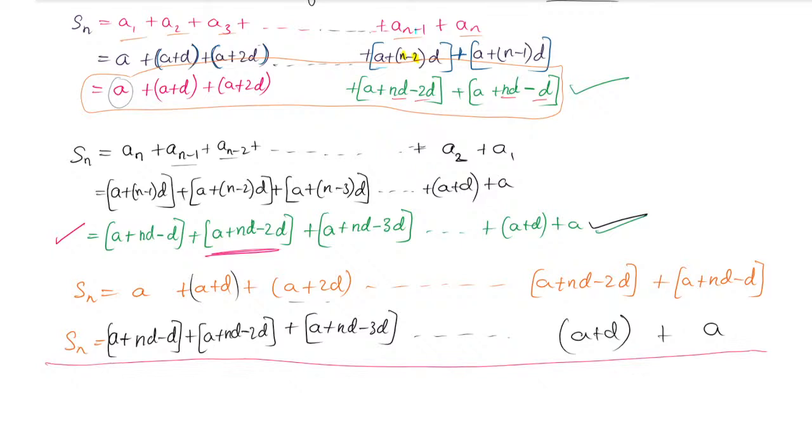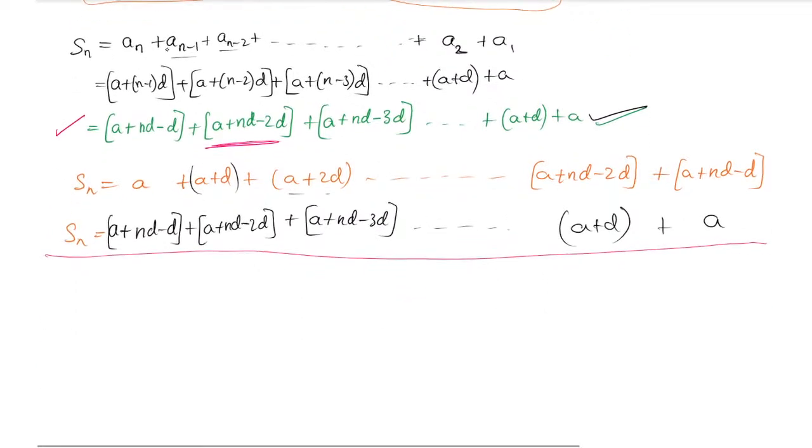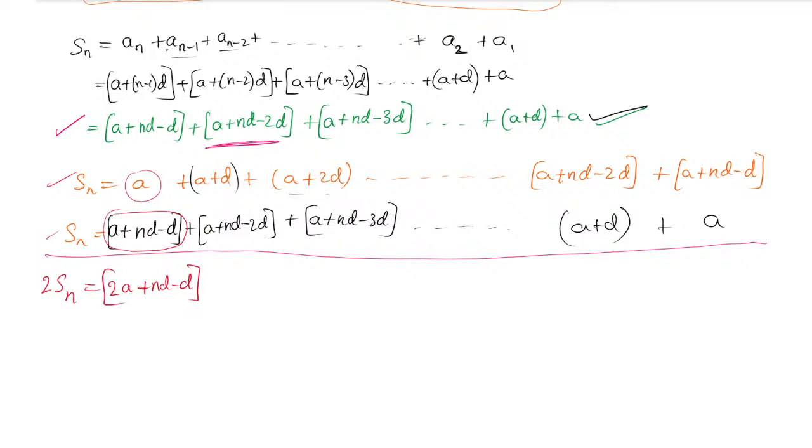How to add them? First importantly, here we have Sn plus Sn. Sn plus Sn is 2 times Sn. That is equal to, here we have a and here we have a plus nd minus d. So that will become 2a plus nd minus d. That is the first term. We have added a with a and written 2a plus nd minus d. So the first term is over.